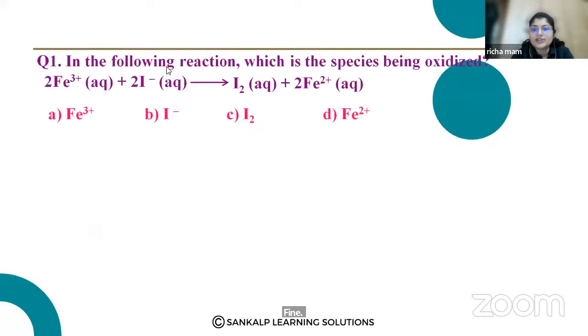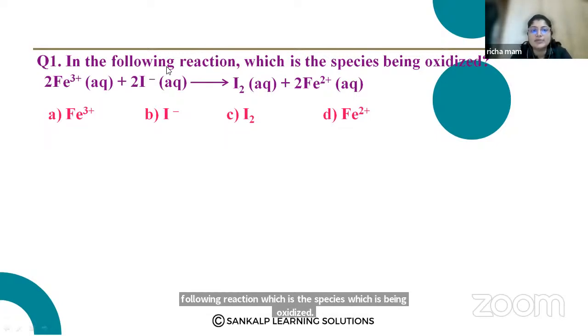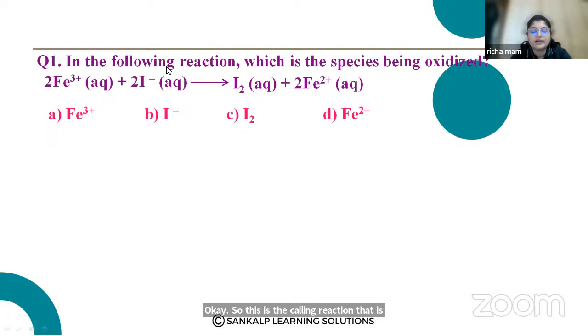In the following reaction, which is the species which is being oxidized? So this is the following reaction, that is Fe+3 plus 2 I minus giving you I2 plus 2 Fe+2. Yes. So here this is 0. This is 0. This is -1.